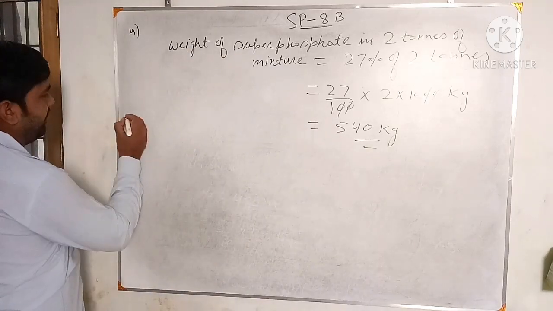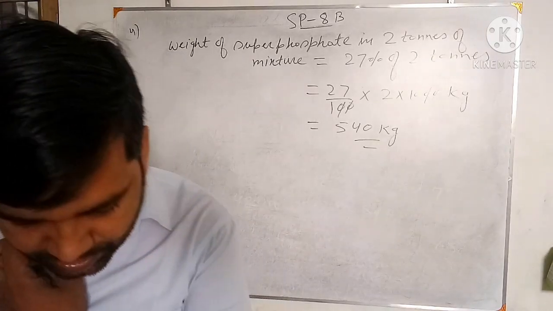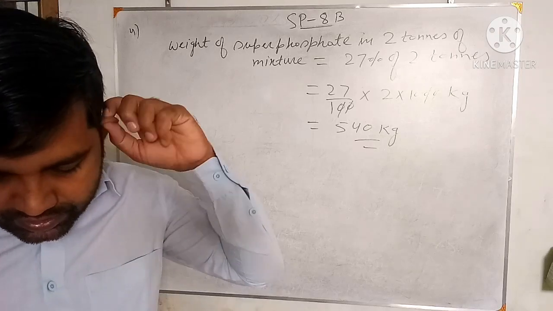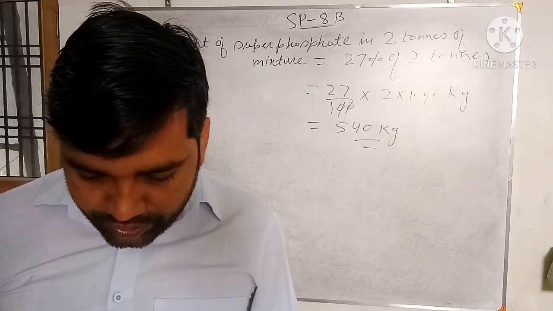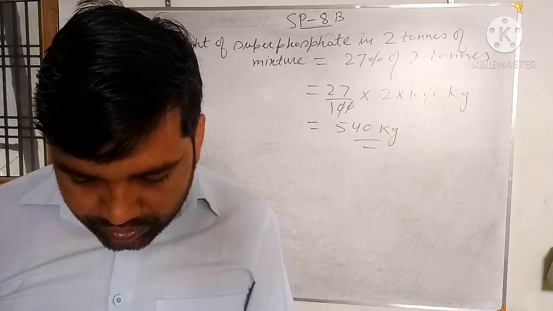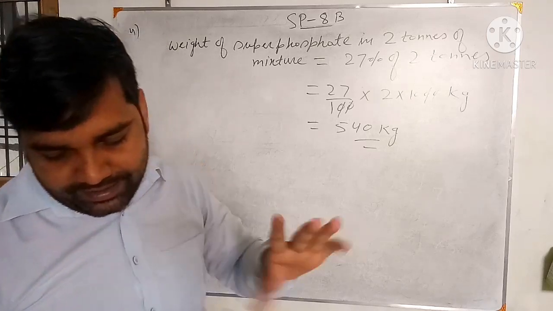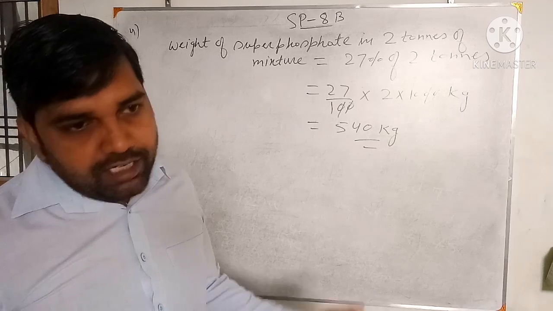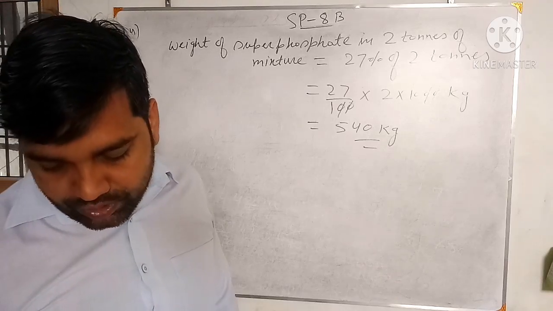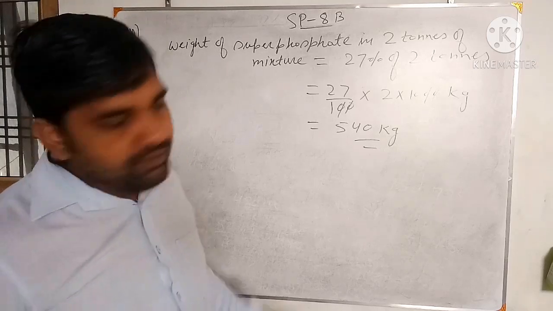Now see question number 5. In a referendum, 68% of the 85,800 voters voted yes and the rest voted no. How many voted no? So out of 100%, 68% voted yes, and the remaining 100 minus 68, that is 32%, voted no. So how many voted no? That is 32% of the 85,800.